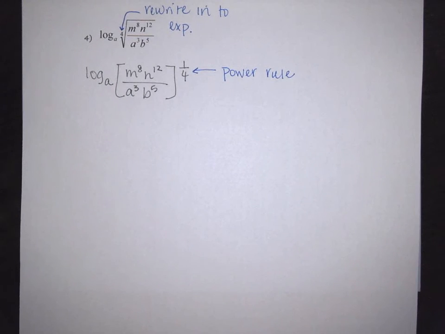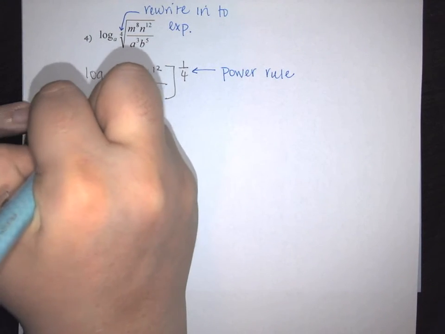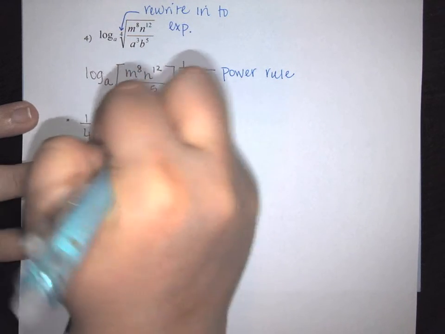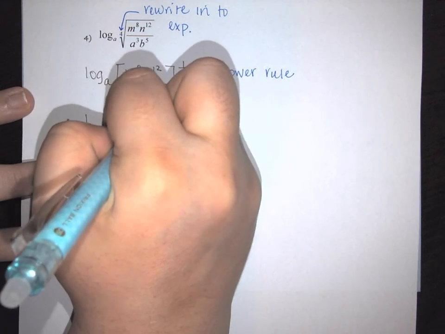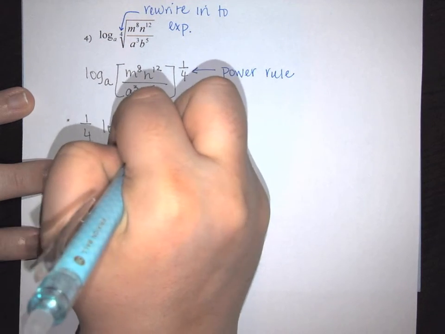So the power rule says it's going to come all the way down out in front. And so here, this is going to become 1/4. And then I have the log of my stuff. So m to the 8th, n to the 12th, all over a cubed, b to the 5th.